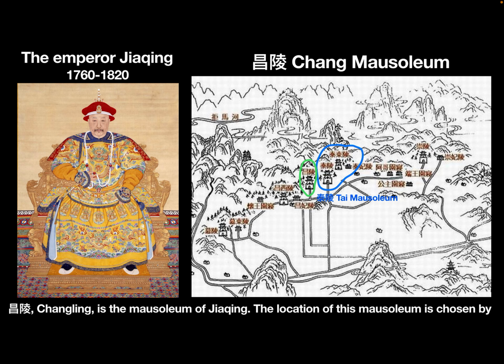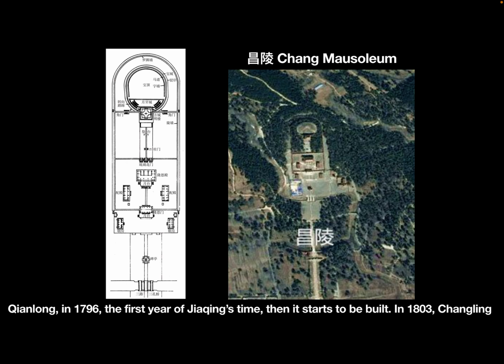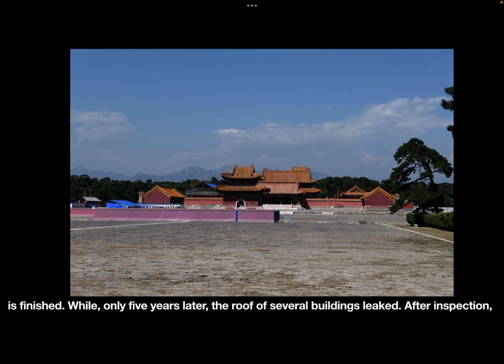Changling is the mausoleum of Jiaqing. The location of this mausoleum was chosen by Qianlong in 1796, the 1st year of Jiaqing's time. Then it started to be built. In 1803, Changling is finished.